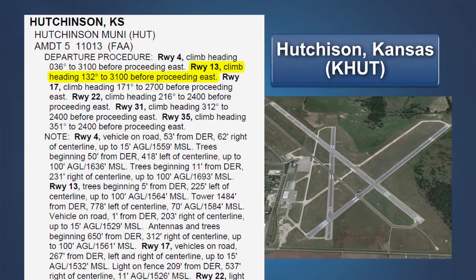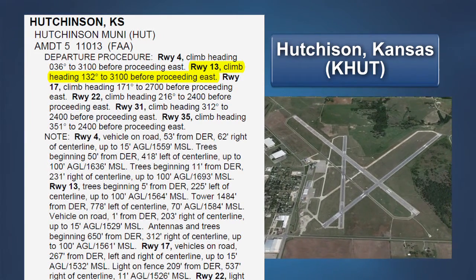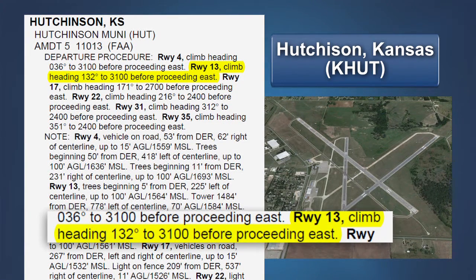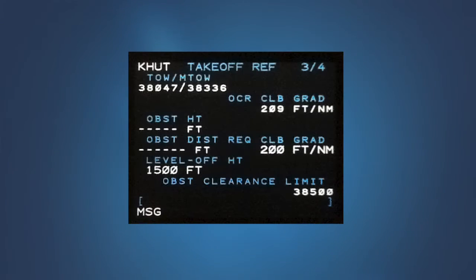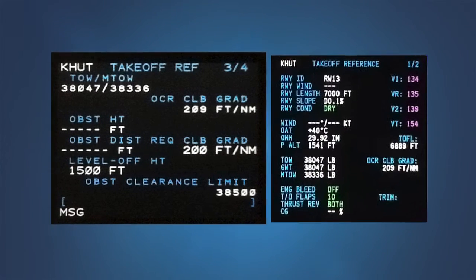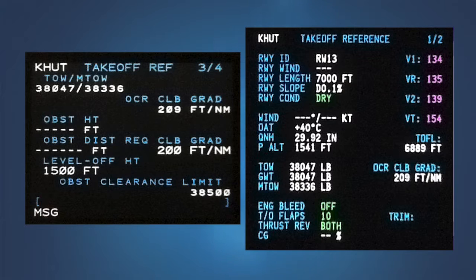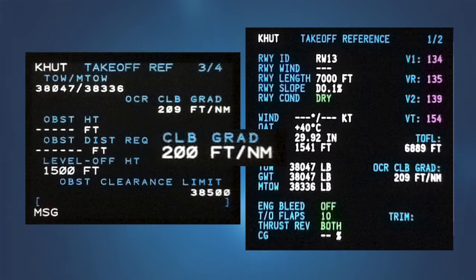be misleading. Hutchinson, Kansas runway 13 has a very simple obstacle departure procedure. Climb heading 132, which is the runway heading, to 3,100 feet MSL, before proceeding east. Since no climb gradient is published for this runway, the standard 200 feet per nautical mile requirement is assumed. The FMS for this particular aircraft is capable of computing the maximum allowable takeoff weight based on a climb gradient requirement. The climb gradient we use to determine our maximum allowable weight is the 200 feet per nautical mile standard climb gradient for runway 13 at Hutchinson.